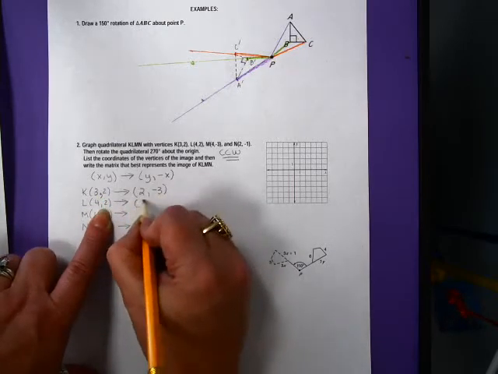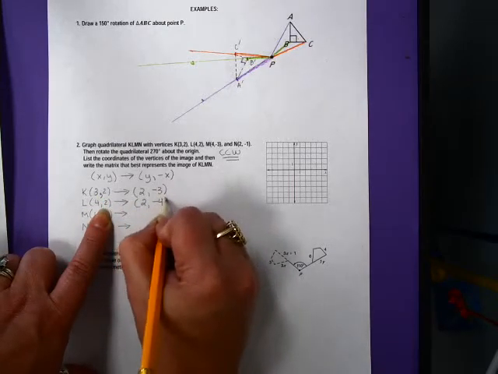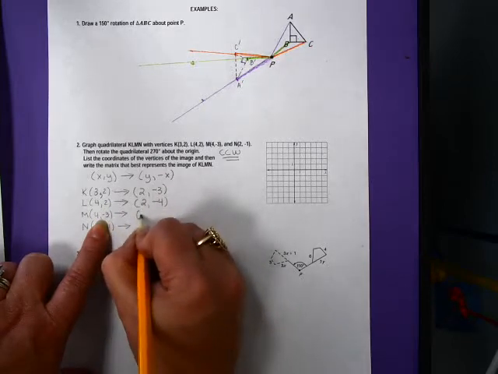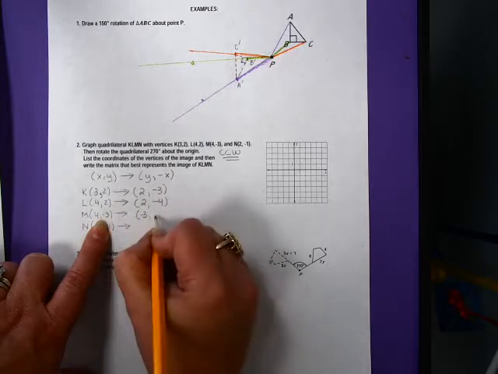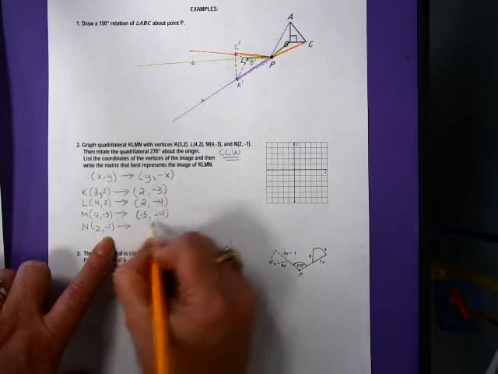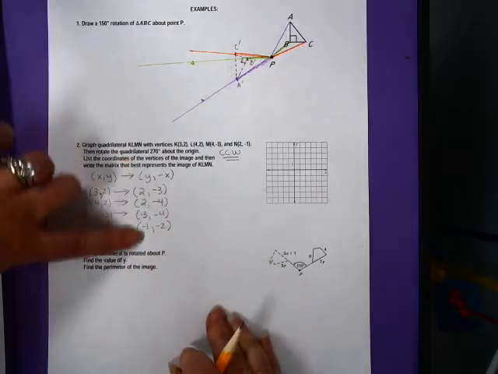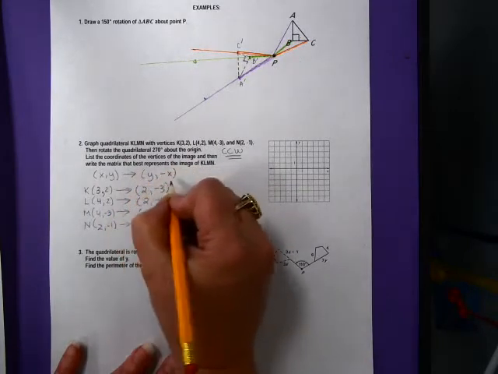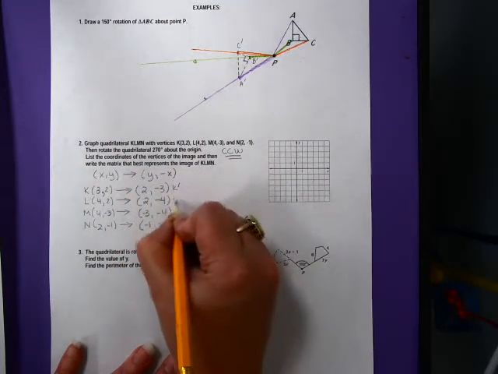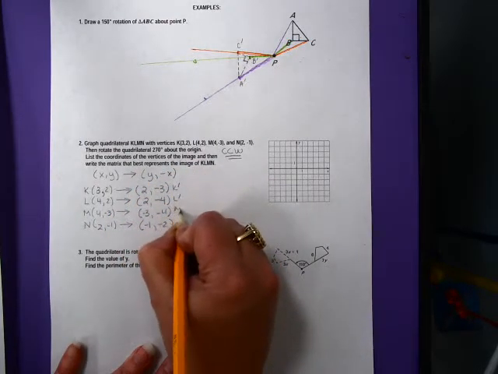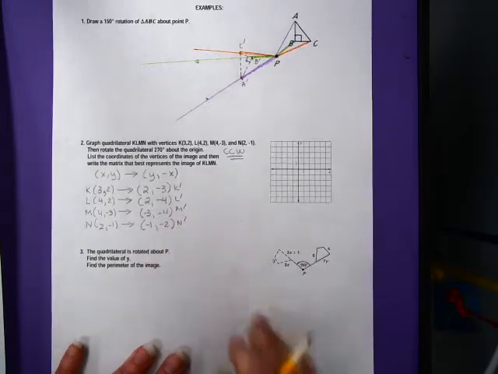Switch, it's 2, and change the sign of the second one. Switch, change the sign of the second one. And switch, changing the sign of the second one. So these are my, this is K prime, this is L prime, this is M prime, and this is N prime.